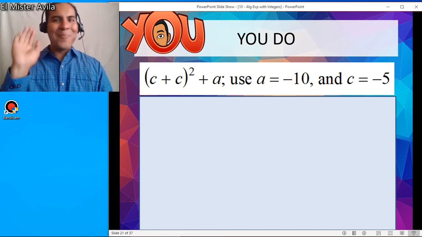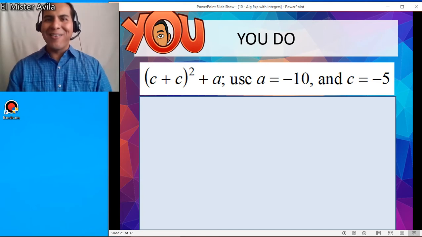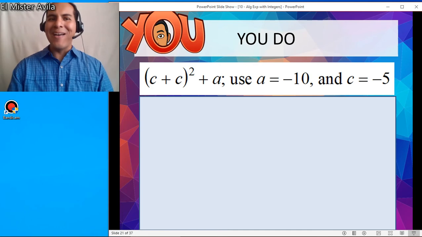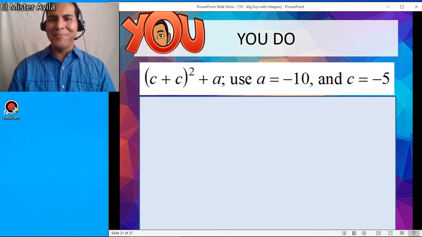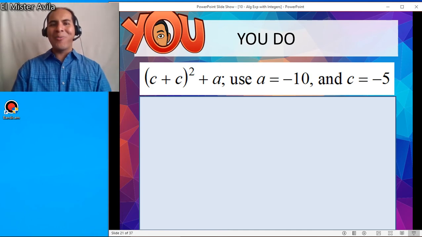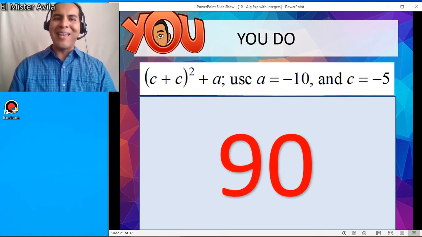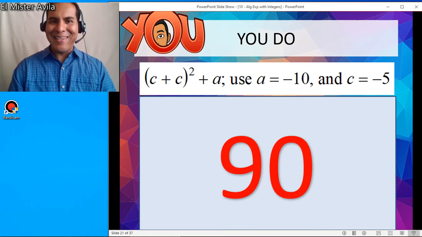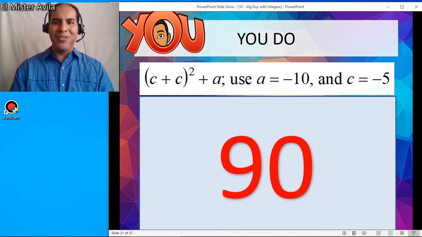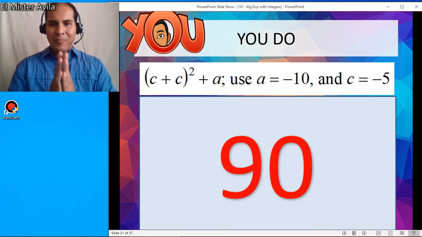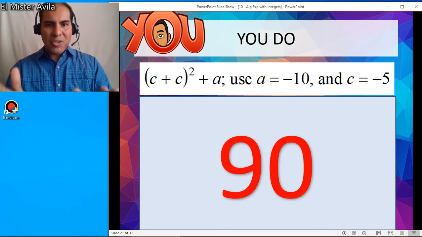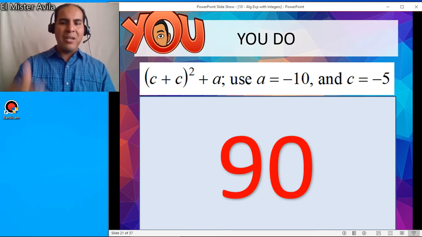Write this down, pause the video, work it all out, and when you're ready, unpause to see if you have the correct answer. Moving on in 3, 2, 1. Correct answer is 90. Congratulations if you were able to get 90. I'm proud of you. Now, we have here the algebraic expressions, and we learned how to substitute and evaluate.